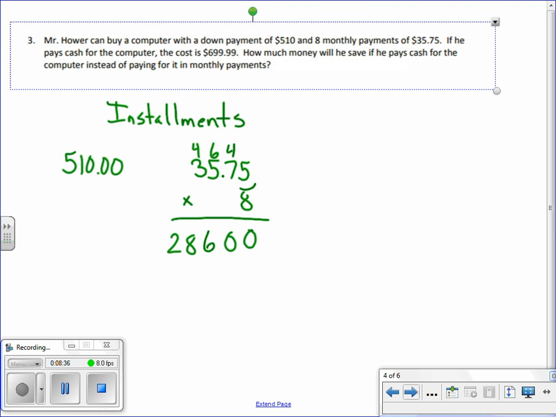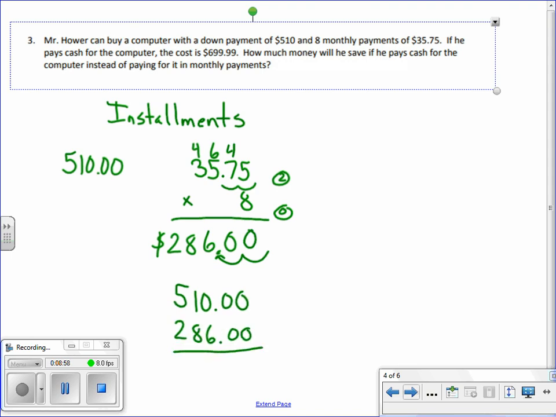Over 2, over 0. So we've got to go over 2, which means he's going to pay $286 for just the 8 monthly payments. So now we're going to add together the 510 and the $286. If he does the monthly installments, it's going to be $796.